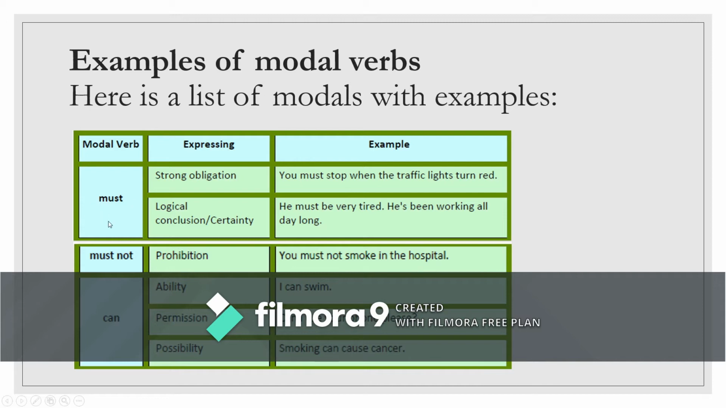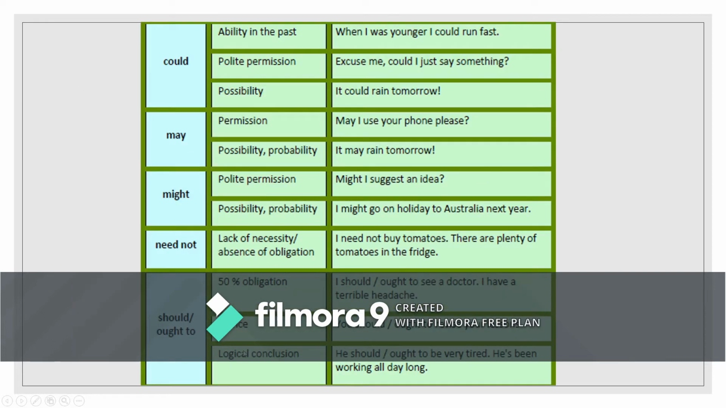Modal verb must, expressing strong obligation, logical conclusion or certainty. And modal verb must not, expressing prohibition. Can, expressing ability, permission, and possibility. Next, could, expressing ability in the past, polite permission, and possibility. May, expressing permission, possibility, and probability. Might, expressing polite permission, possibility, and probability. Need not, expressing lack of necessity, absence of obligation.